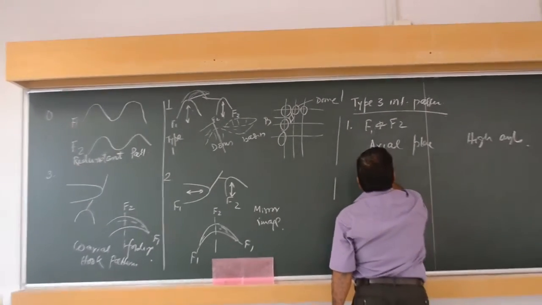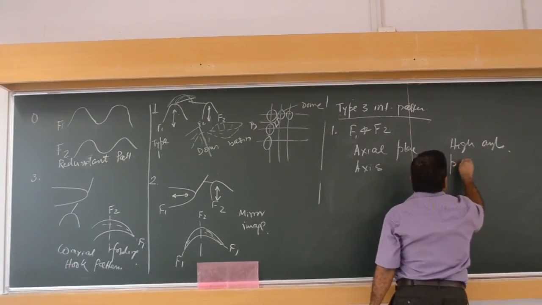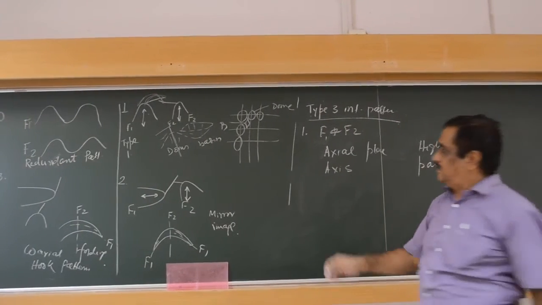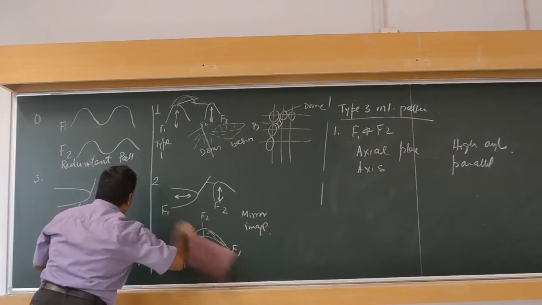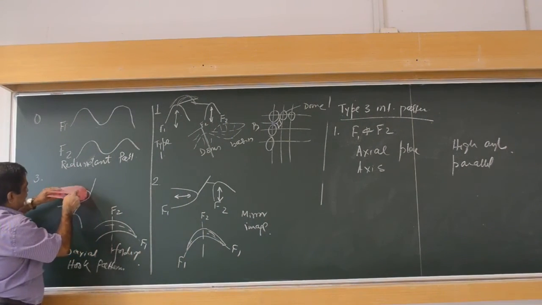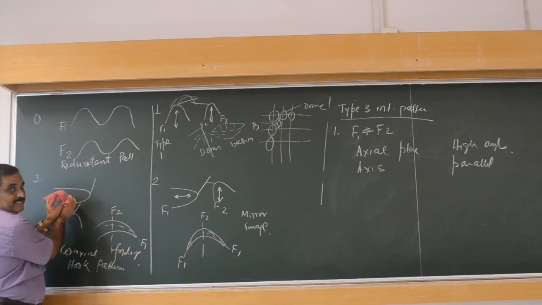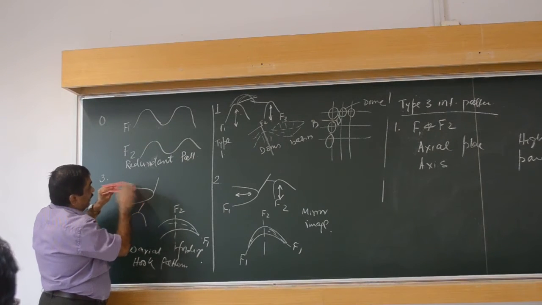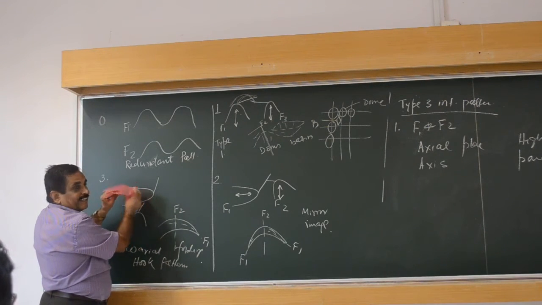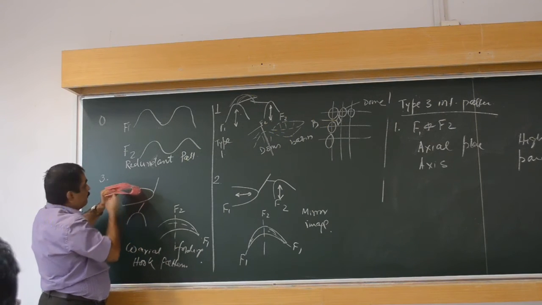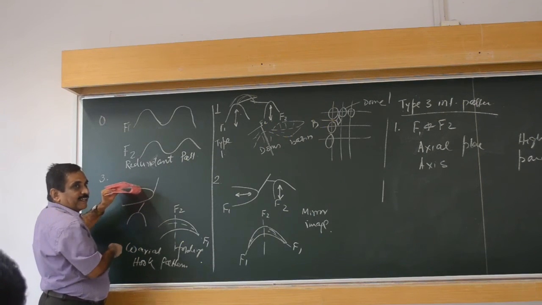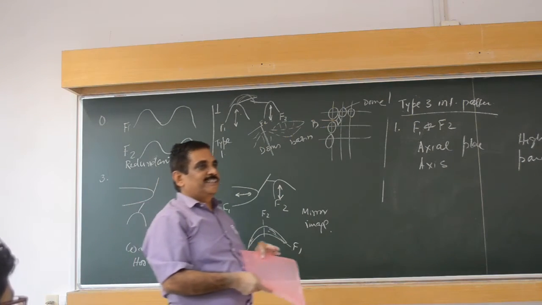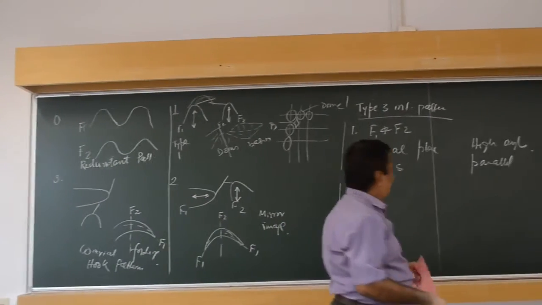What about the axis? Axis parallel. Axes are parallel. You see? First fold is like this, second fold is making like this. So F2 axis and F1 axis are parallel. But the axial planes, you see, are at right angles. F1 axial plane is this way, F2 axial plane is this way. So right angle, but axes are parallel. Understood this part? Axes are parallel, parallel means low angle, right?